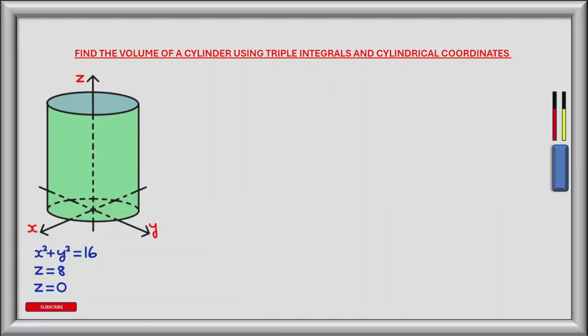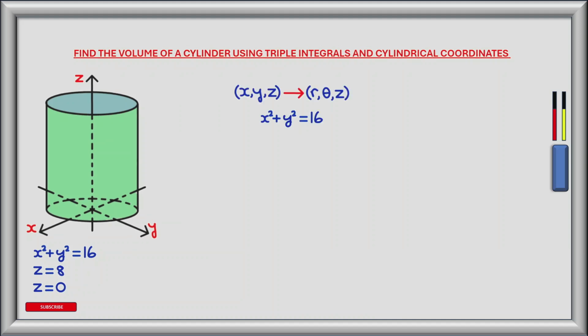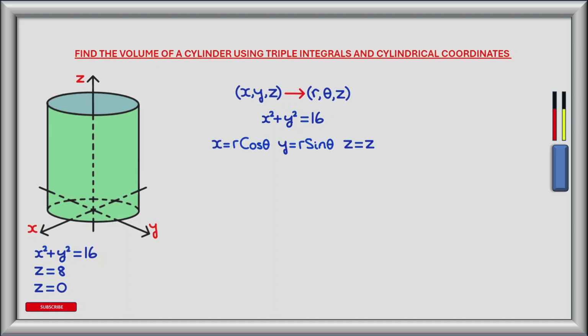Our first step in the process is to convert the Cartesian equation of the cylinder into cylindrical coordinates. To do this, we need to convert x, y and z to r, theta and z in our Cartesian equation where x squared plus y squared is equal to 16. To facilitate this, we need to substitute r cos theta for x, r sin theta for y, and z remains the same, so z equals z.